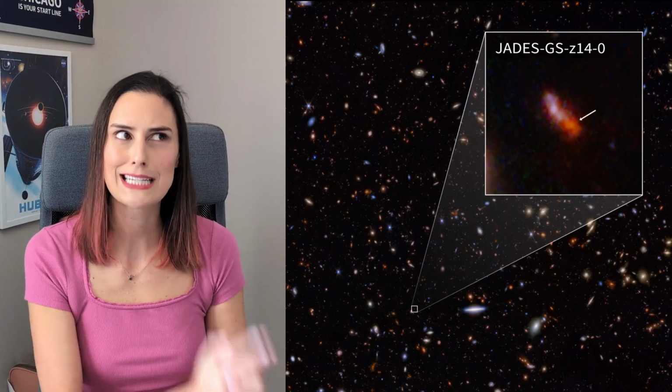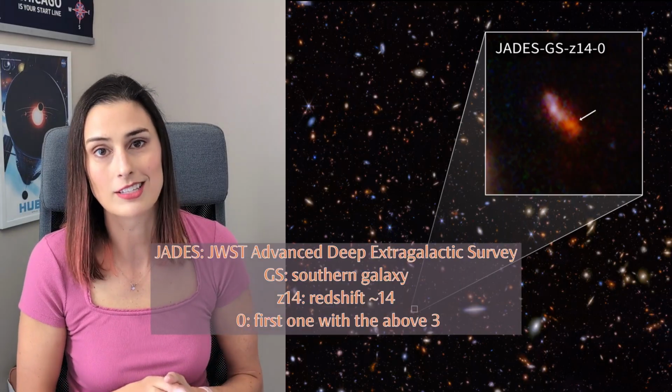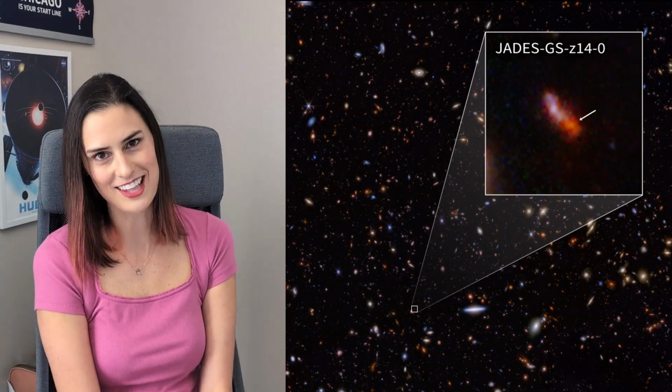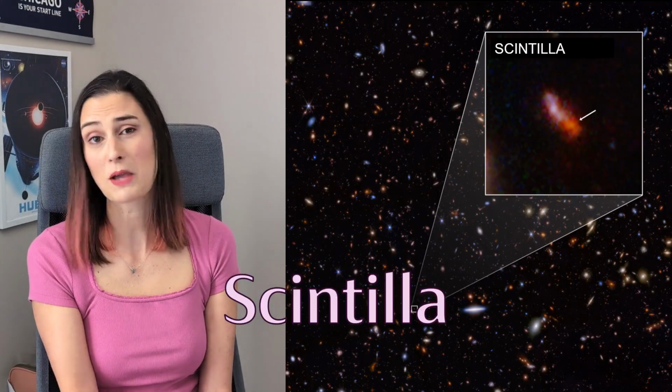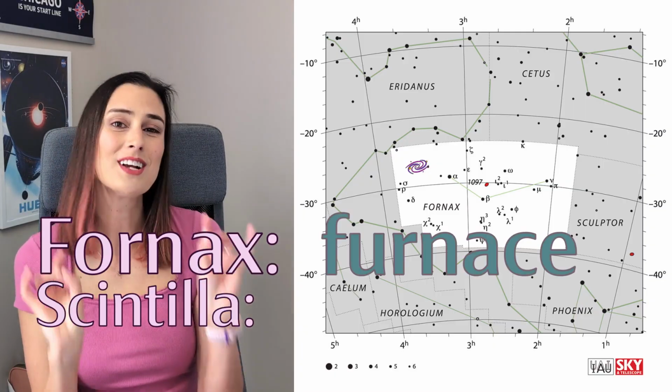This galaxy, by the way, is called JWST 14 Tech 0, which, like most astronomical names, is very useful but kind of boring and hard to say. So I think I'm going to actually nickname this galaxy Scintilla. This is because it's located in the constellation Fornax, which is Latin for furnace, and Scintilla is Latin for spark.